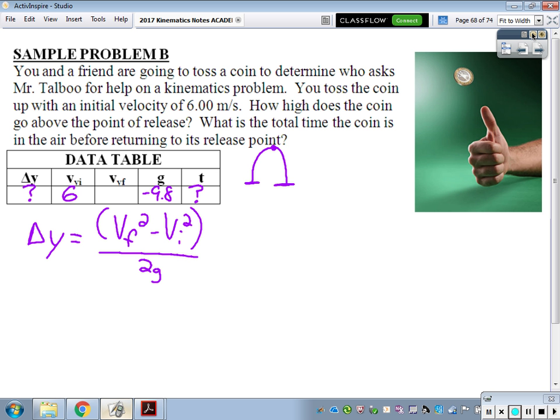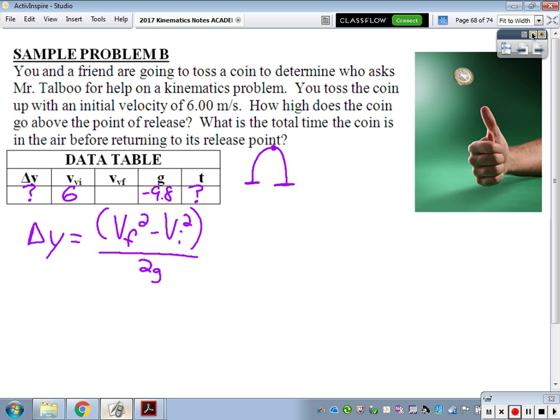Because let's take a look at this. V final, if that is -6, what is -6 squared? 36. What is 6 squared? 36. What is 36 minus 36? 0. You have calculated a displacement that should be 0 because we've treated the final displacement based off of the exact same height that we started at. So we have to treat V final differently.